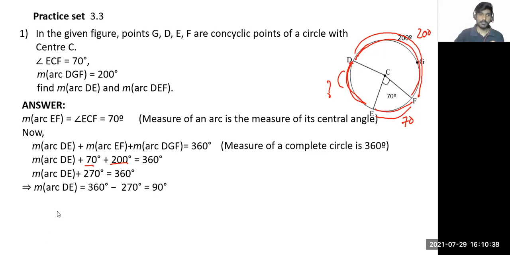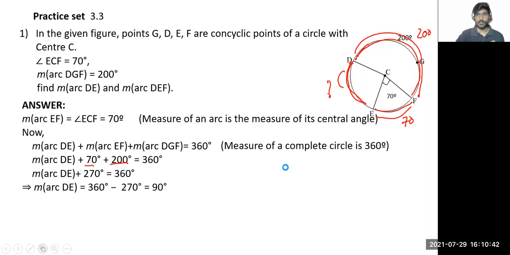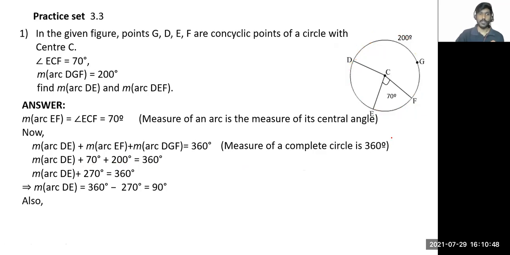90 degrees. Sorry, this is 90 degrees, this is 70 degrees, and this is 200. So all total up will become a complete circle, that is 360. So first thing is done. We found out measure arc DE.